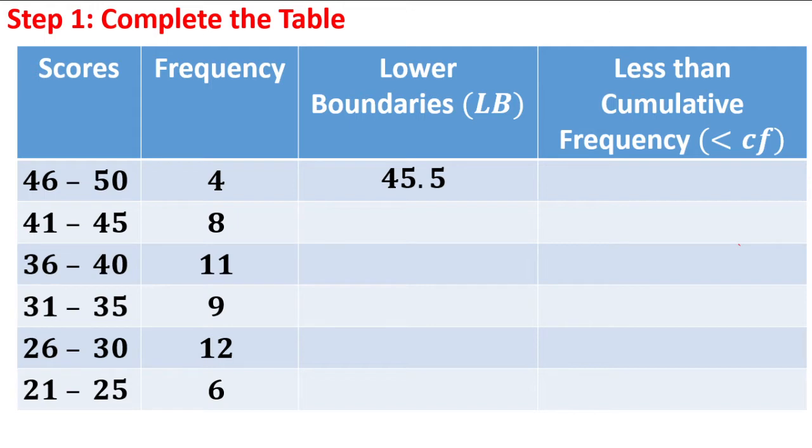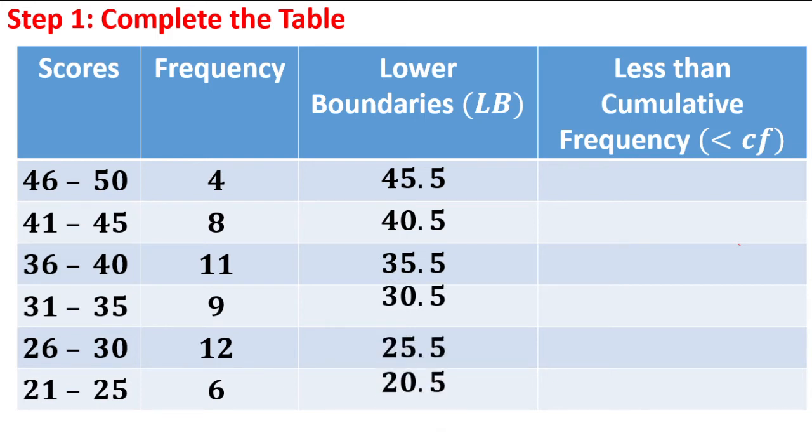41 minus 0.5, that is 40.5. This is 35.5. And then we have 30.5, 25.5, 20.5. Okay, in short, when you are getting the lower boundaries, just simply add 0.5 to the upper limit of the previous interval. So, 40.5, and then 36.5, 35.5, and so on.